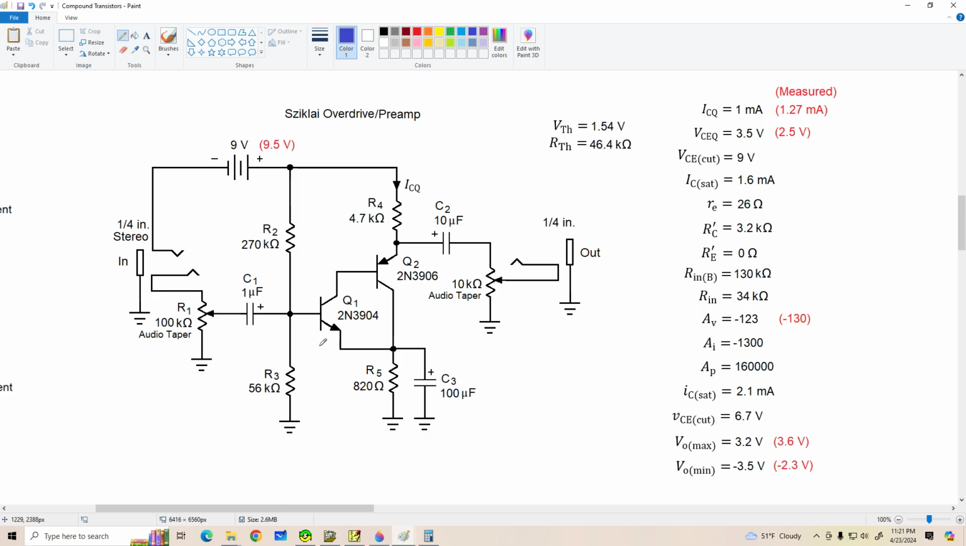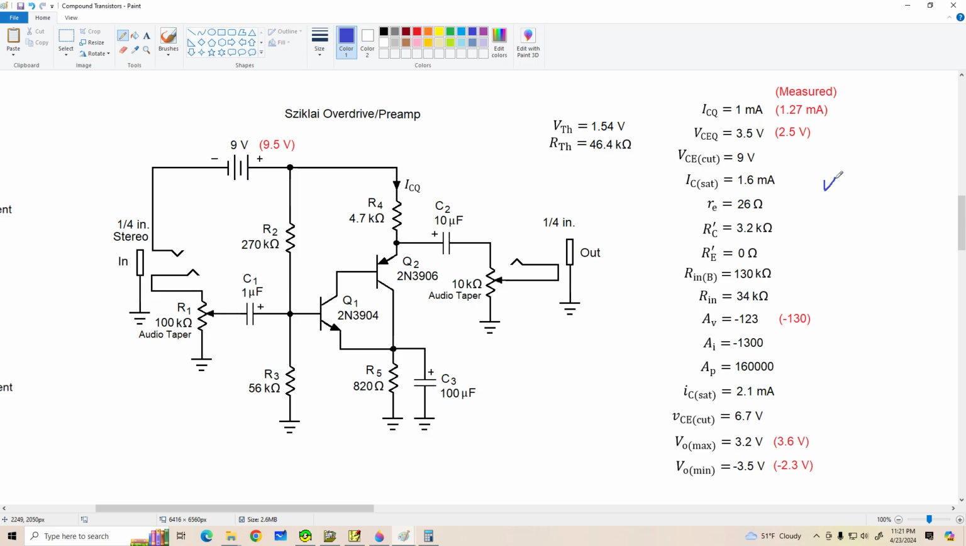It doesn't take 0.7 volts to bias up this transistor for a 10 microamp collector current. It really takes maybe about 0.5 volts. So here's a tip when you're using Sziklai transistors. Let's not assume that our VBE is 0.7 volts.